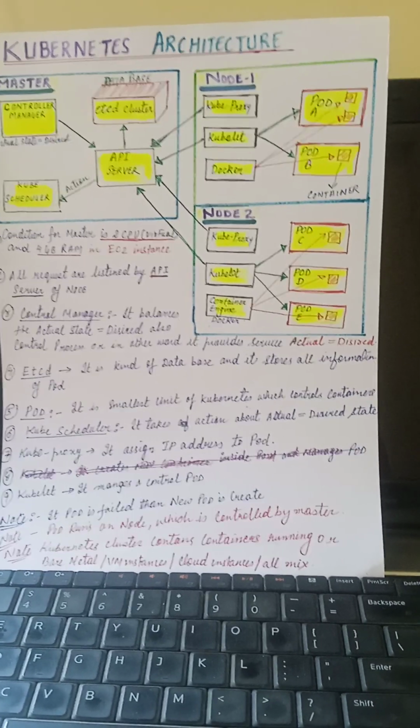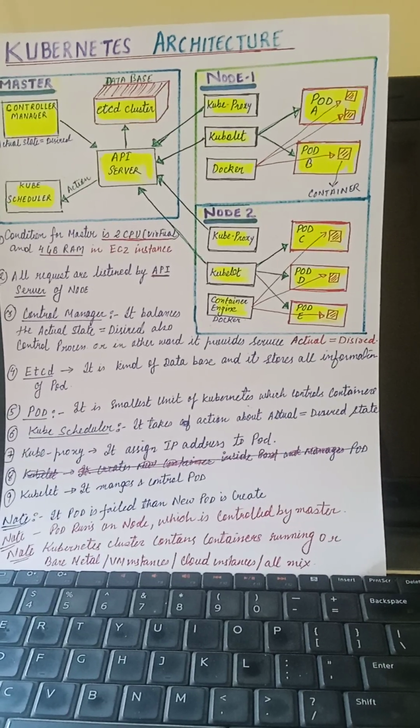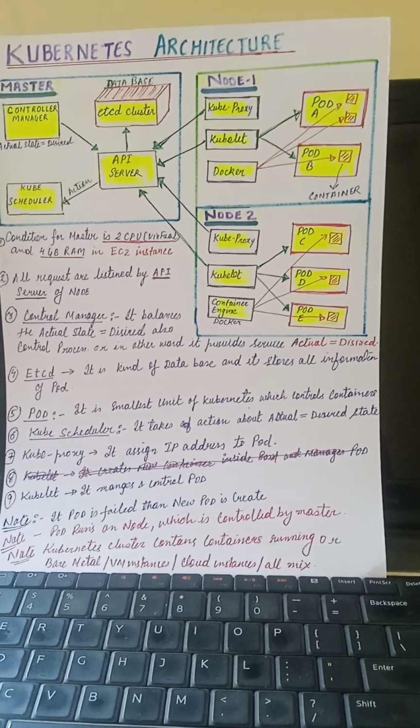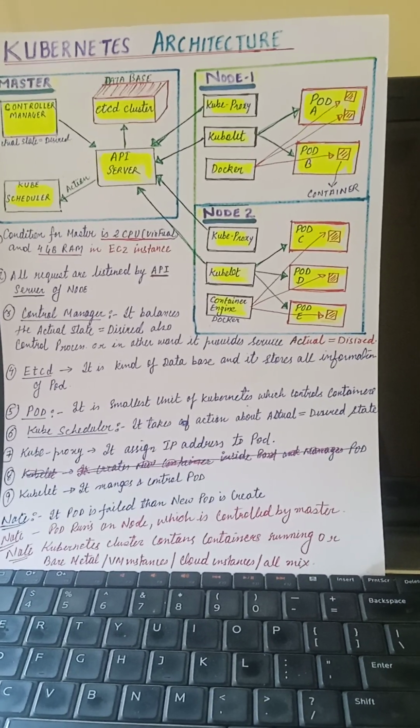Seventh point, kube proxy assigns an IP address to the pod, or gives an IP address to the pod. Kubelet manages and controls the pod.